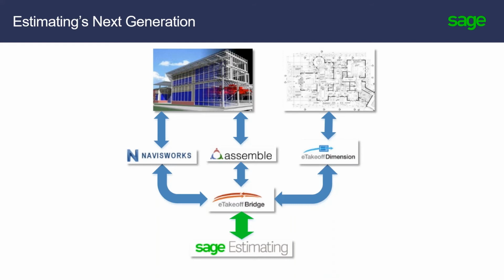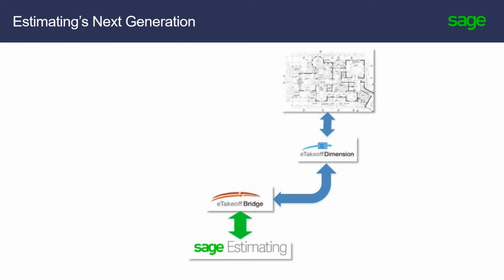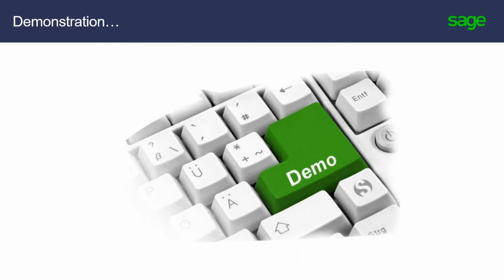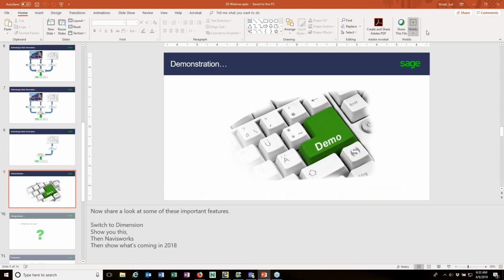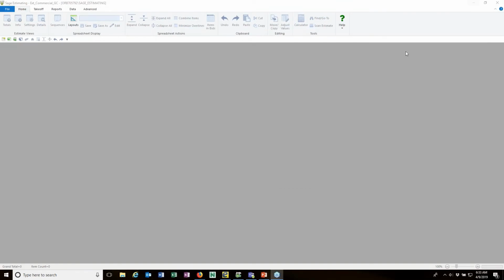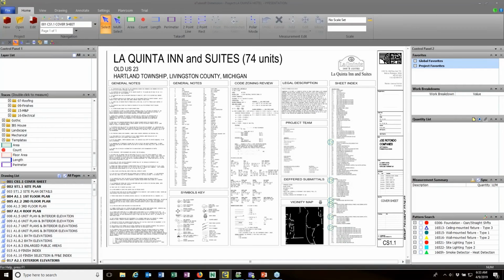So that's what we're going to look at. We're going to look at this workflow today. We're not looking at 3D, just 2D. We'll look at Dimension and Bridge and Estimating, and we'll see how that all works. With that in mind, let's go from the PowerPoint to the actual software. And here we are in eTakeoff Dimension.